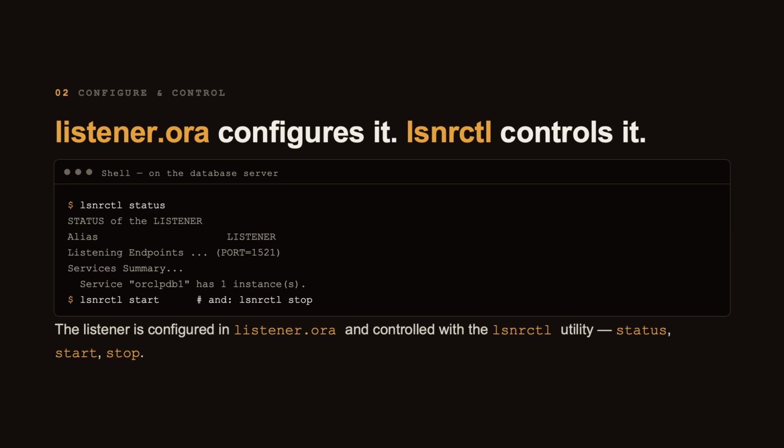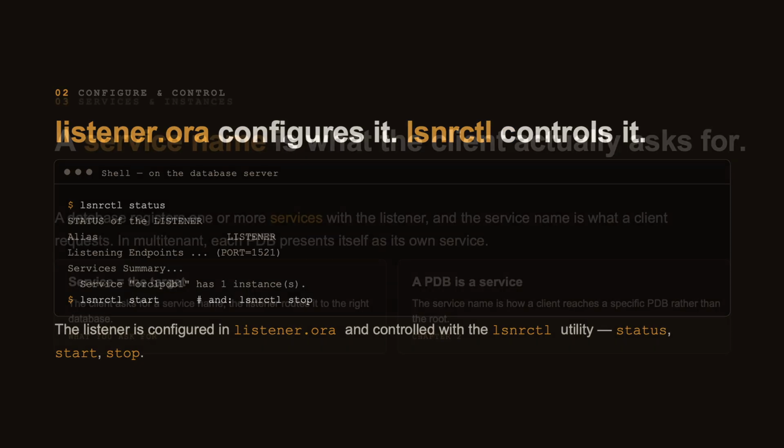Look at that services summary in the output. It tells you which databases are actually reachable through this listener. And lsnrctl start and lsnrctl stop do exactly what they say. So listener.ora to configure, lsnrctl to control, and lsnrctl status as your go-to when a client says, I can't connect. That's often the very first thing you'd check.